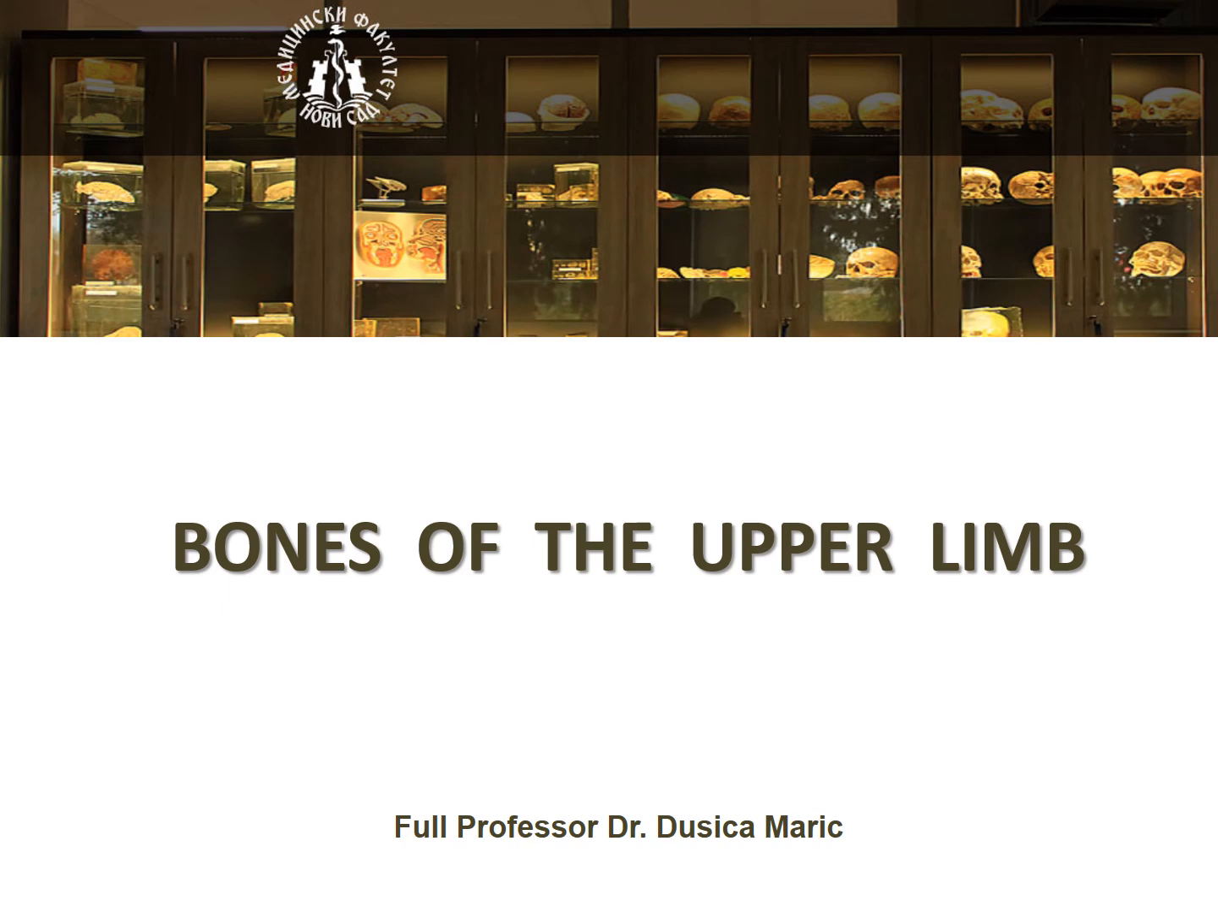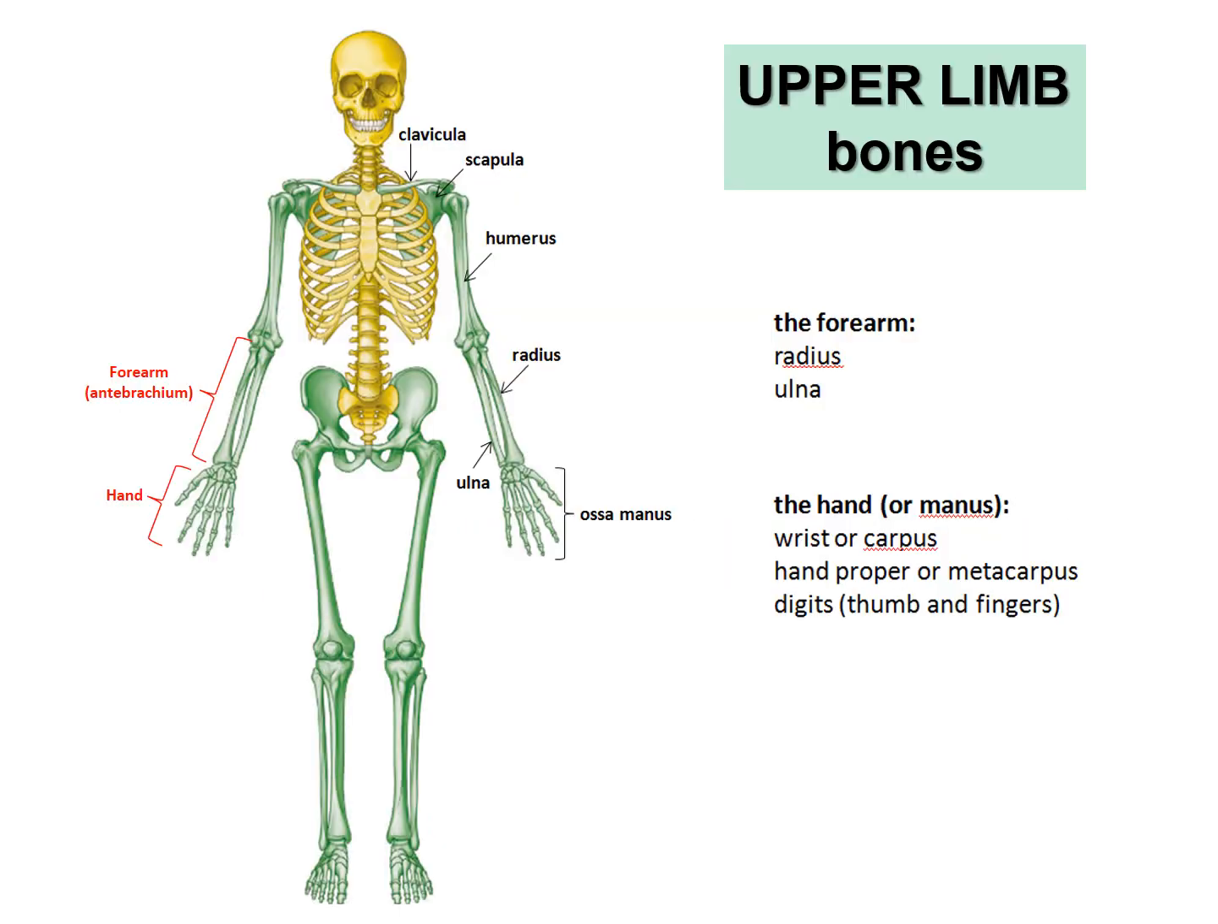Dear colleagues, we shall continue with the bones of the upper limb. I will show you today 2 bones of the forearm, radius and ulna, and 27 bones of the hand. The hand consists of wrist or carpus, hand proper or metacarpus, and digits.